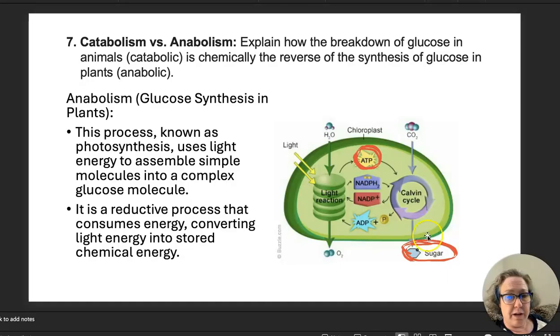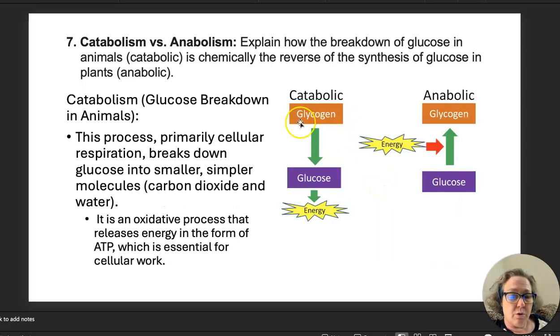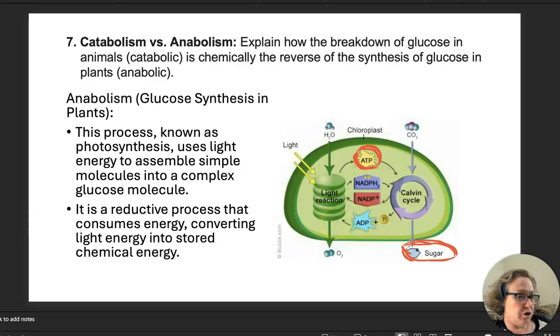So the anabolic reaction here, if you're comparing and contrasting plants versus animals, is photosynthesis using energy to make glucose, whereas here your glycogen is breaking glucose down. Okay, so those are the two different, compare and contrast the animals and how it is chemically the reverse of glucose in plants. So we eat the glucose and use it for energy. They take the energy and make the glucose that we eat.